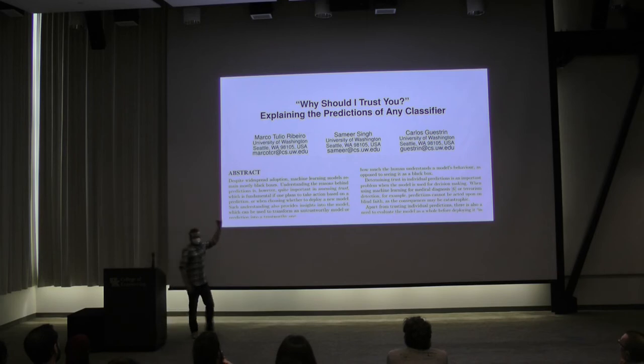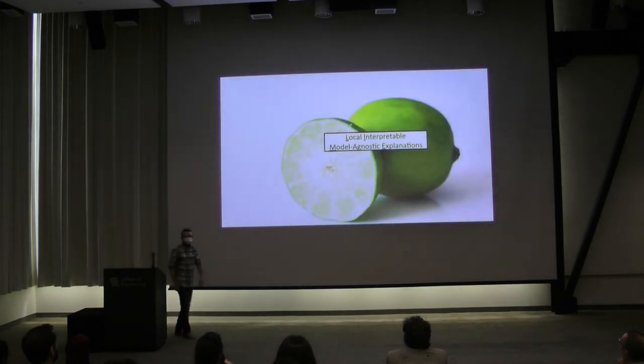Anyone know the name of this? The name of the method? Just kind of gauging. Okay. It's called LIME. Spoiler, it's what I was using at the very beginning. And LIME stands for Local Interpretable Model Agnostic Explanation.